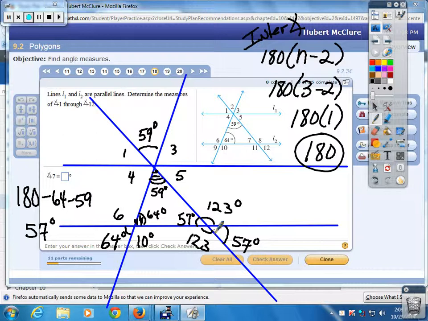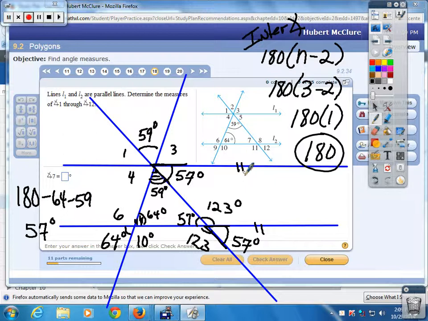All right, you ready for this one? You know what this angle is? 57. Alternate what? Alternate interior angles. This angle is the same as this angle because these lines are what? Parallel.